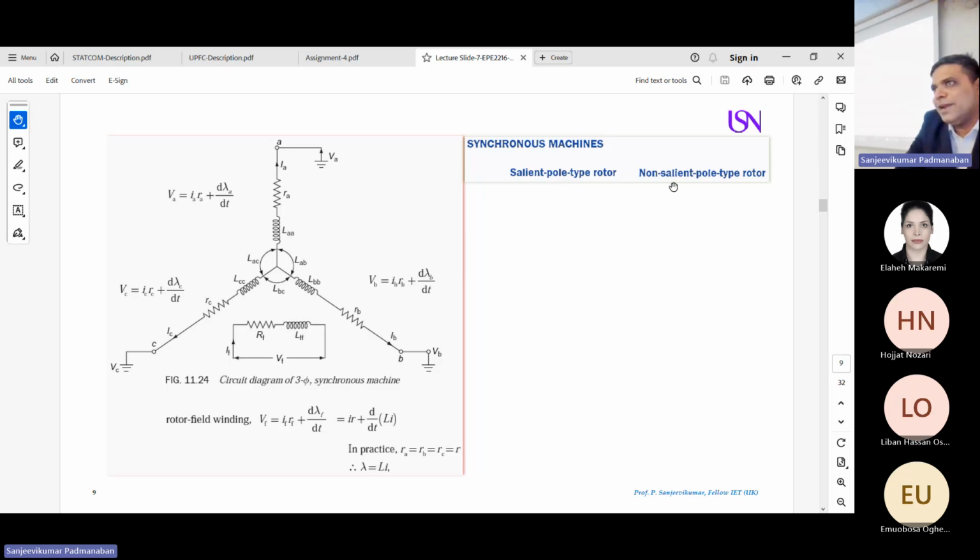I'm not going inside. If you have a hydropower plant or wind turbine or any power plant, all our generators are synchronous machines. And we have only two types, salient pole and non-salient pole, based on the construction of your rotor.